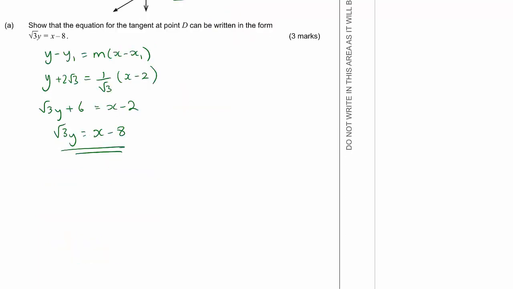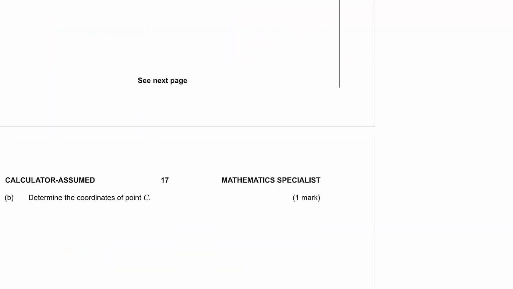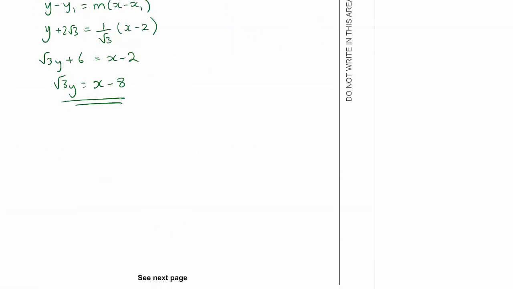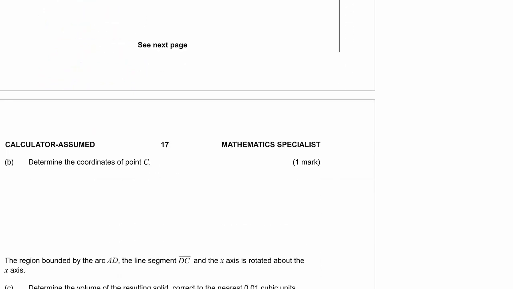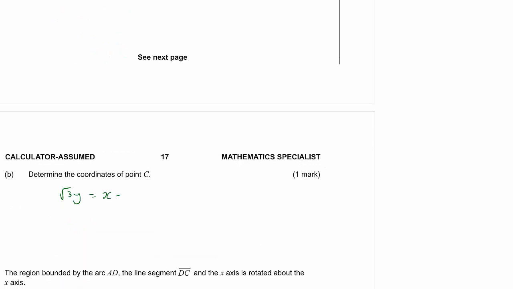So the next thing we want to do is determine the coordinates of point C. Well, that's the x-intercept, so y would be 0. So we had √3y is equal to x minus 8. So if y is equal to 0, that gives us 0 equals x minus 8, and therefore x is equal to 8. So C is the point 8, 0.